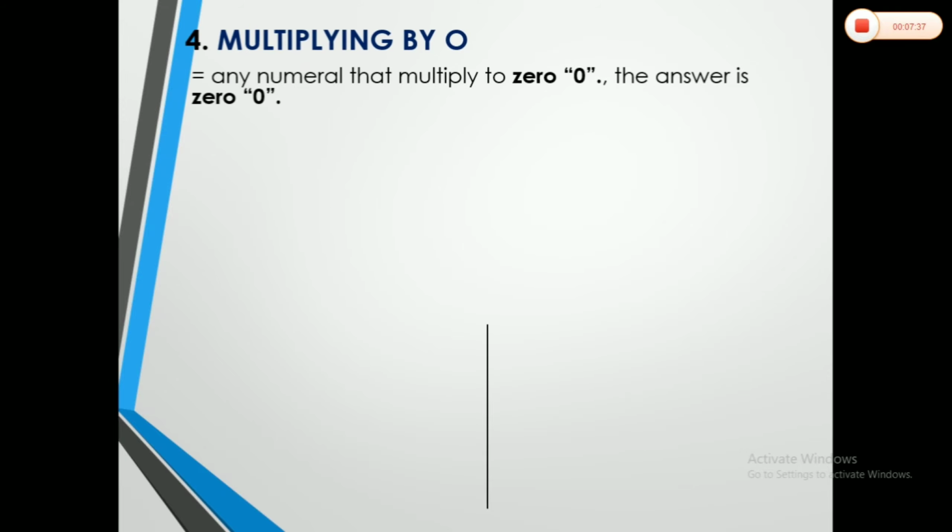We have the fourth property of multiplication. This one is what we call multiplying by 0. Multiplying by 0 means any number that is multiplied by 0, the answer is 0. Which means we can even multiply any big number by 0 and you will get the answer of 0. Like for example, 56,856 multiplied by 0 is equal to 0. Or 7 multiplied by 0, it is equal to 0.